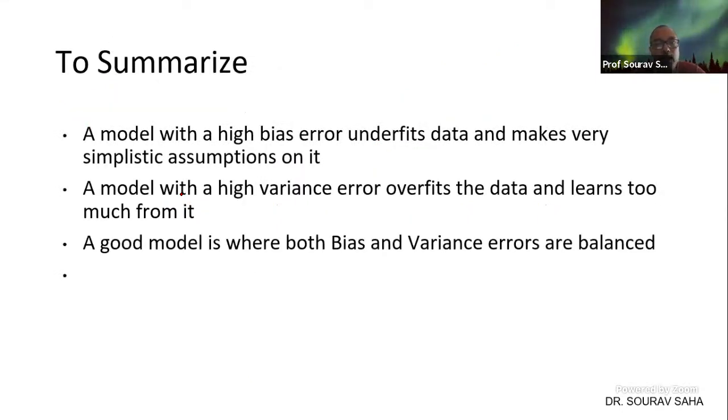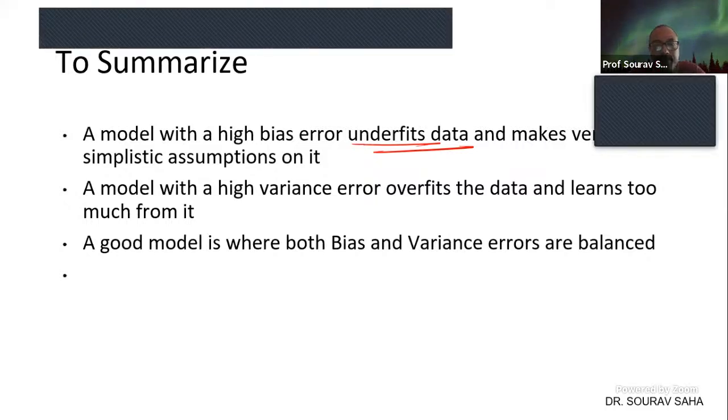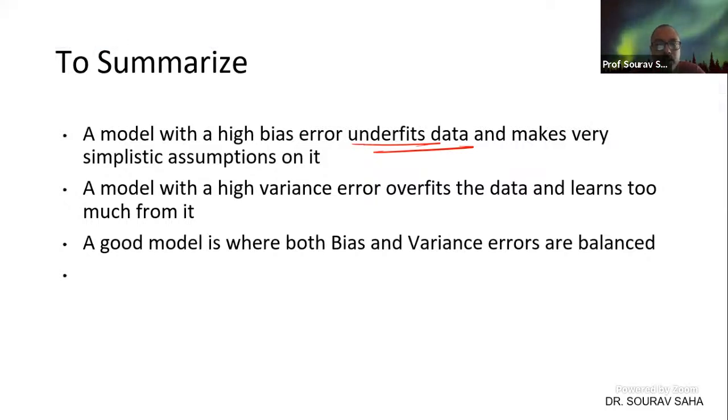So to summarize, a model with high bias usually underfits the data and makes simplistic assumptions, and a model with high variance generally overfits the data and learns too much from it. So a good model is where you have some kind of balance between the bias and the variance. This is where both of them will be almost at par.